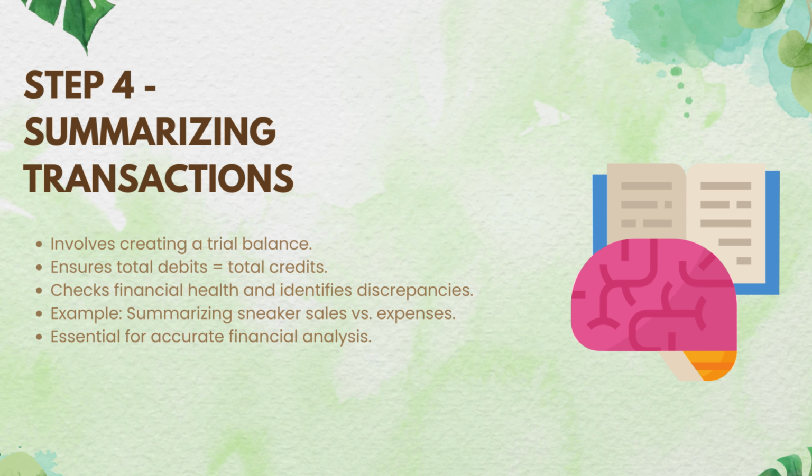4. Summarizing transactions. The next step is summarizing these transactions. After classifying, we create a trial balance that ensures our total debits equal total credits. This is like a financial health checkup for your business. If something doesn't balance, it's a sign to go back and investigate discrepancies.